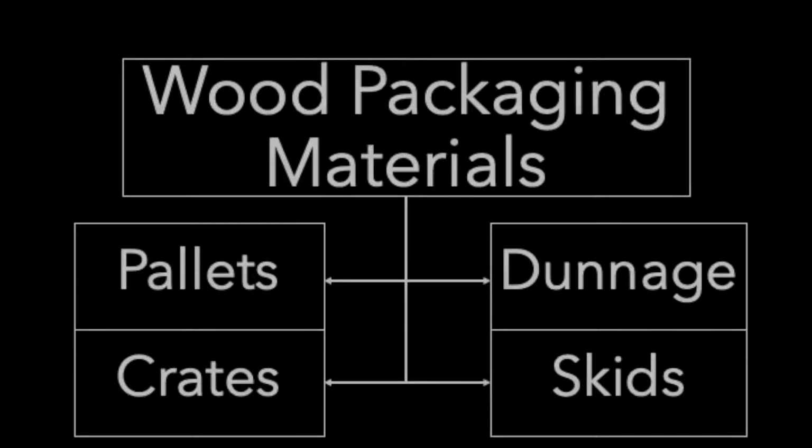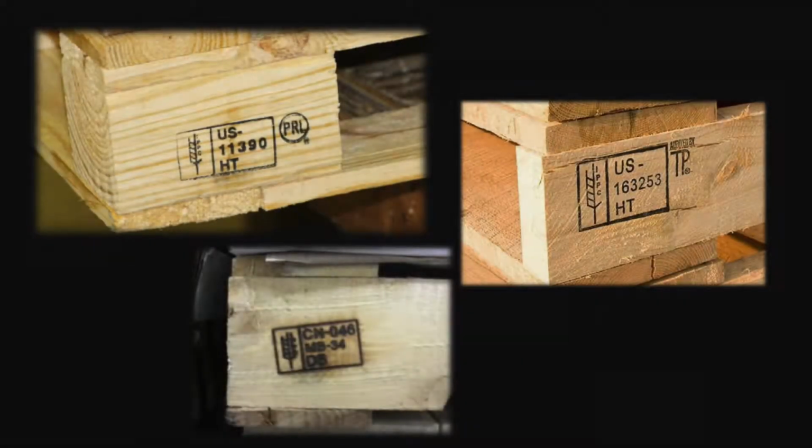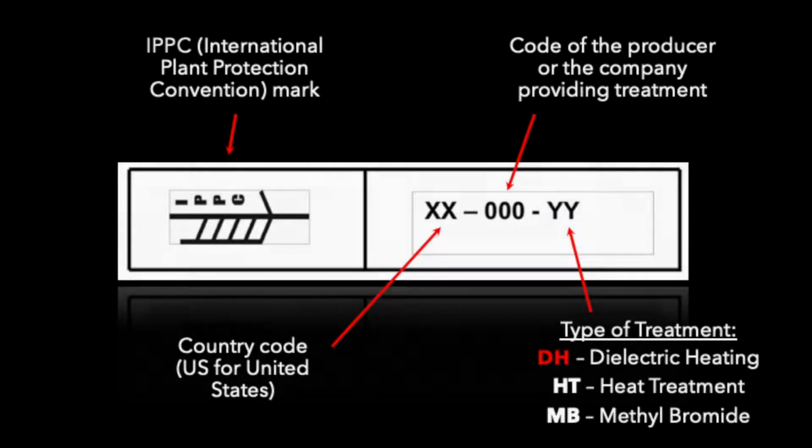All treated wood material must then bear an ISPM 15 stamp. The examples shown here illustrate some acceptable variants of the required components of the mark that is used to certify that this wood packaging material has been subjected to an approved treatment. MB stands for methyl bromide fumigation, HT for conventional heat treatment, and DH for dielectric heating, which can be microwave or radio frequency. The stamp indicates what method of treatment was used and the date and location of treatment.